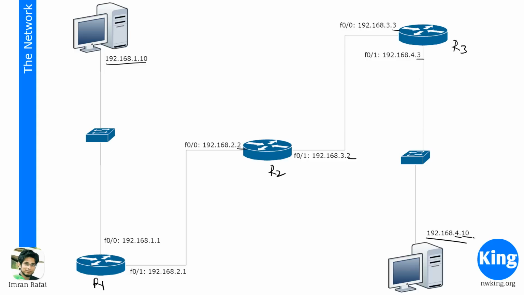And I've given the last octet 10 for the computers, both the hosts, right? You can follow anything, it's up to you, but I have followed this. It becomes easy for me. Now let's configure this in Packet Tracer, right?